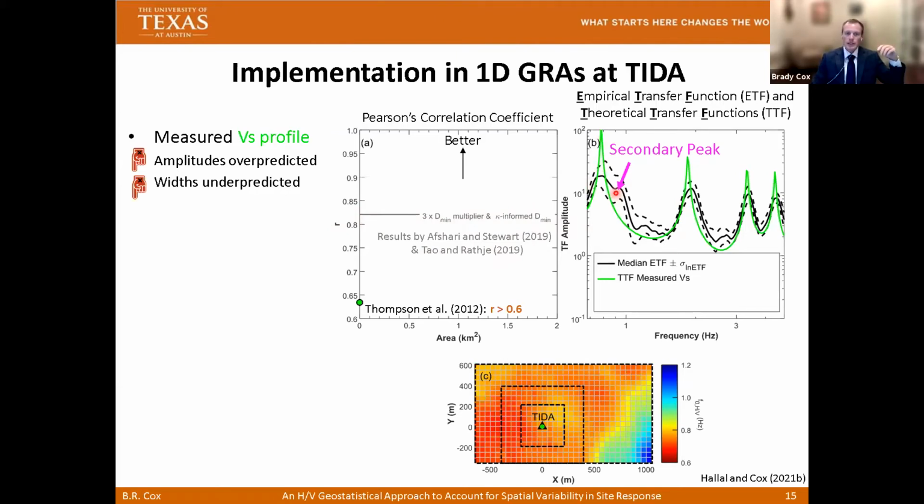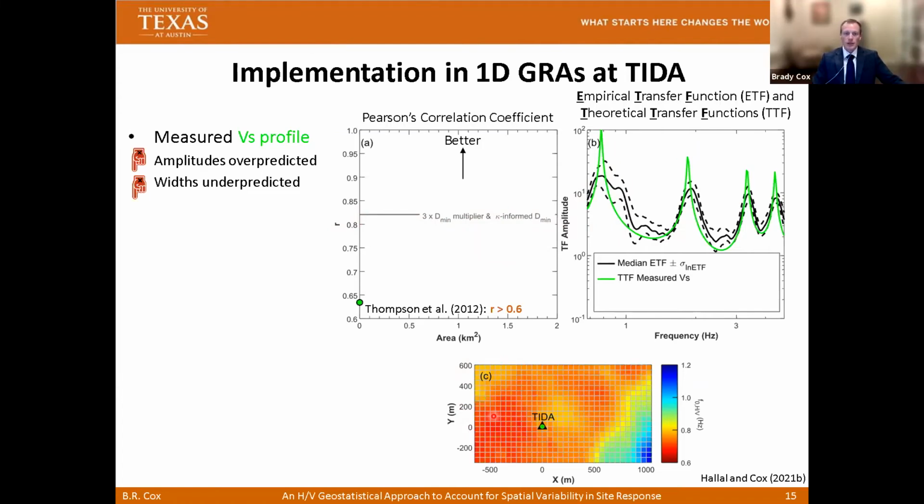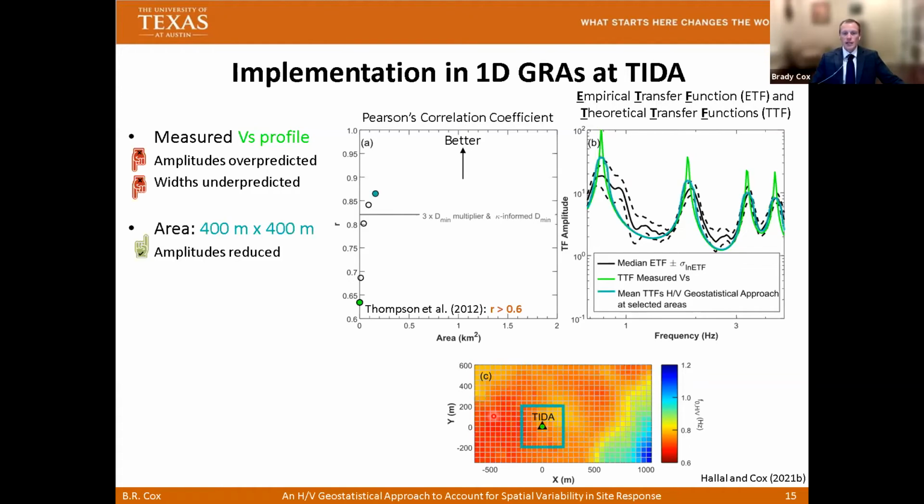So what we did is we used our 3D model, looking at different areas, to predict the goodness of fit between multiple 1D site response analyses. And when we used an area of 400 meters by 400 meters, which is this area here, which is quite large, by the way, 400 meters by 400 meters is a large site.